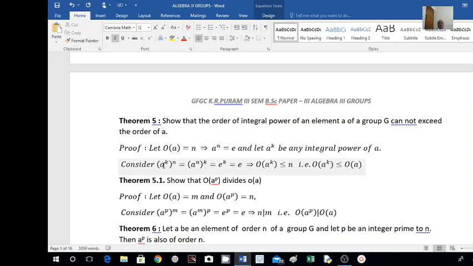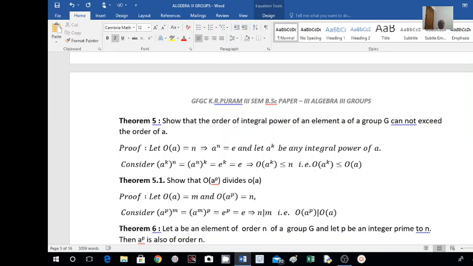I am getting A raised to K, to the power of N, equals the identity, which means the order of this element must be less than or equal to N. So this implies order of A raised to K must be less than or equal to N, which is nothing but order of A. Therefore the order of any integral power of A is always less than or equal to order of A.